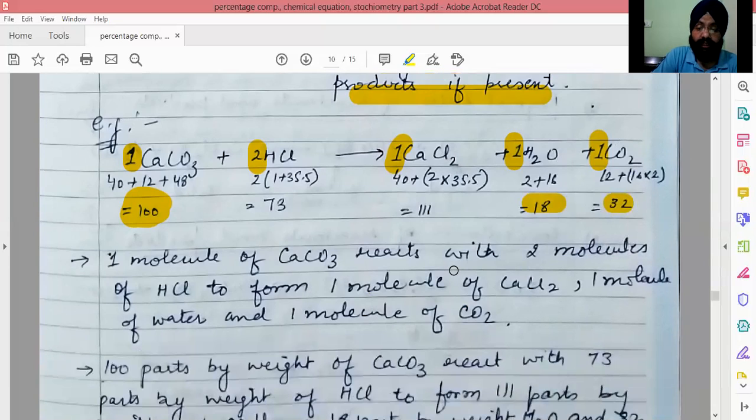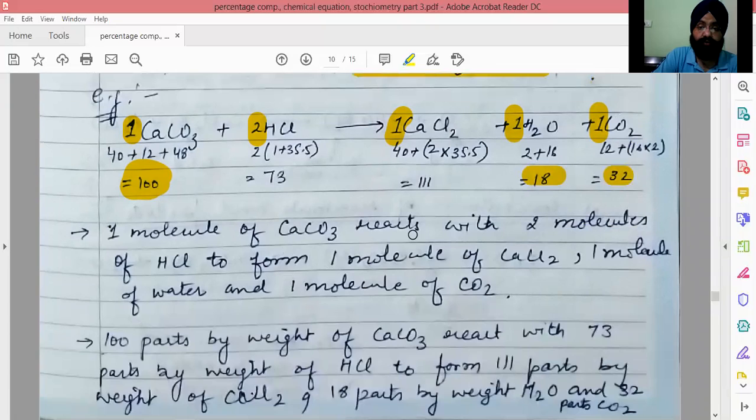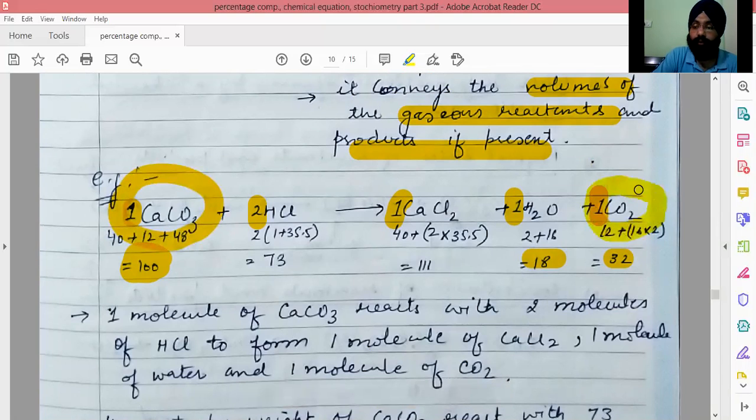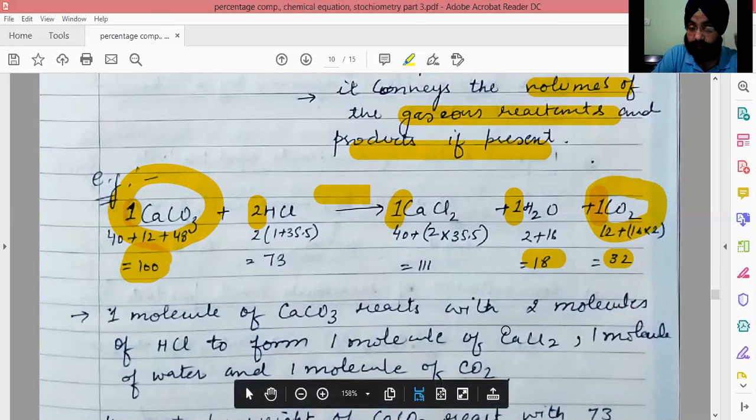Now, the next information in terms of gases, we can get: one mole of calcium carbonate is giving 22.4 liter of carbon dioxide. Why 22.4 liter? Because no condition is mentioned here. So if no condition is there, we assume the reaction is carried out at NTP, normal temperature and pressure. So 1 mole of calcium carbonate giving 22.4 liter of carbon dioxide. So this is mass and volume relationship.